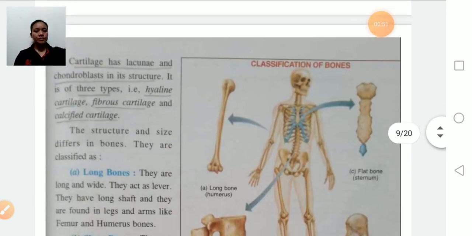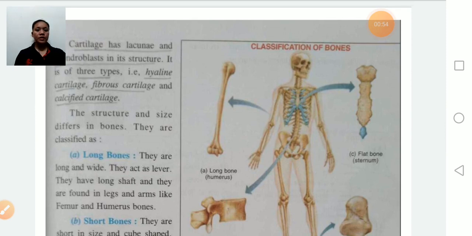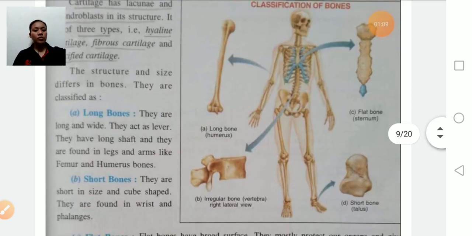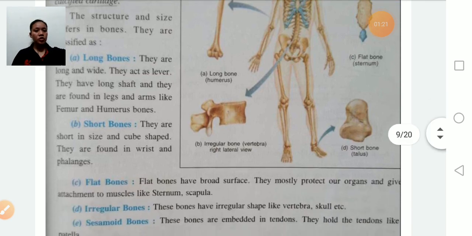According to the structure and size, bones are classified as long bones, short bones, flat bones, irregular bones, sesamoid bones, and cartilaginous bones. Long bones are long and wide, and they are mainly found in legs and arms. Short bones are short in size and cube shaped. They are found in the wrist.